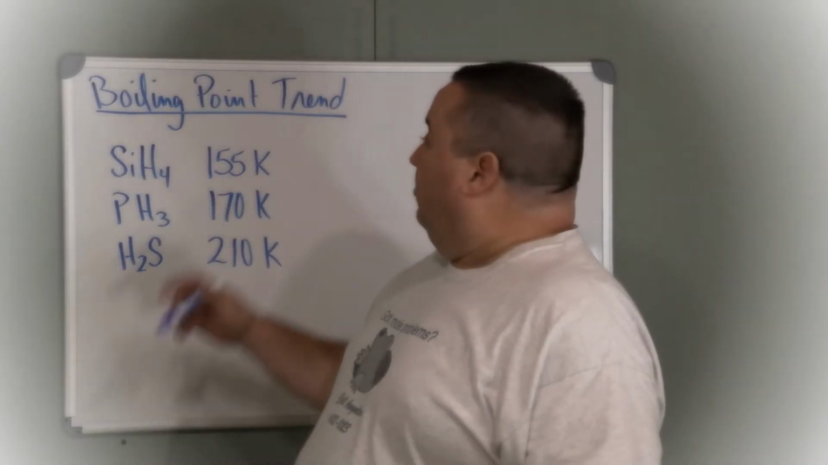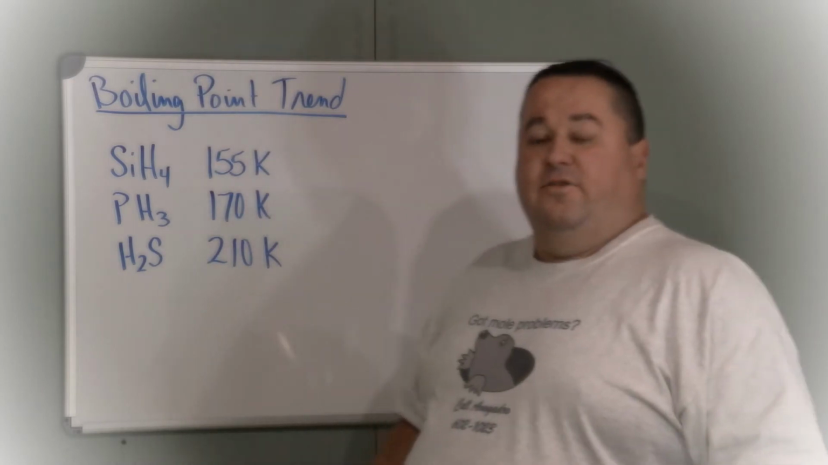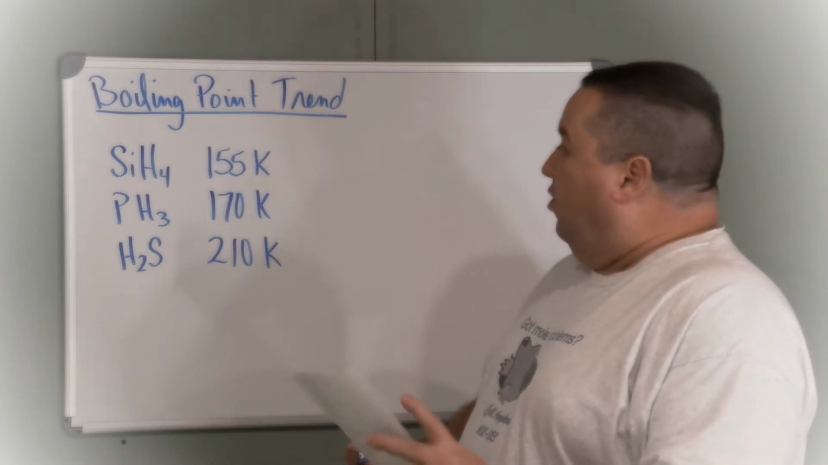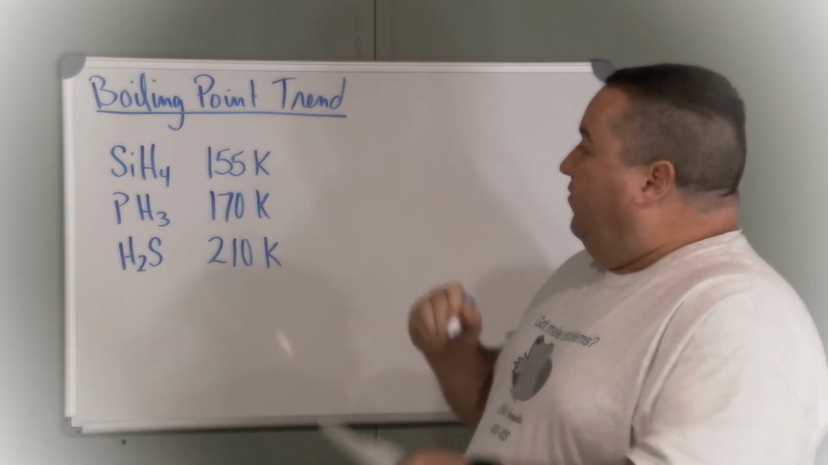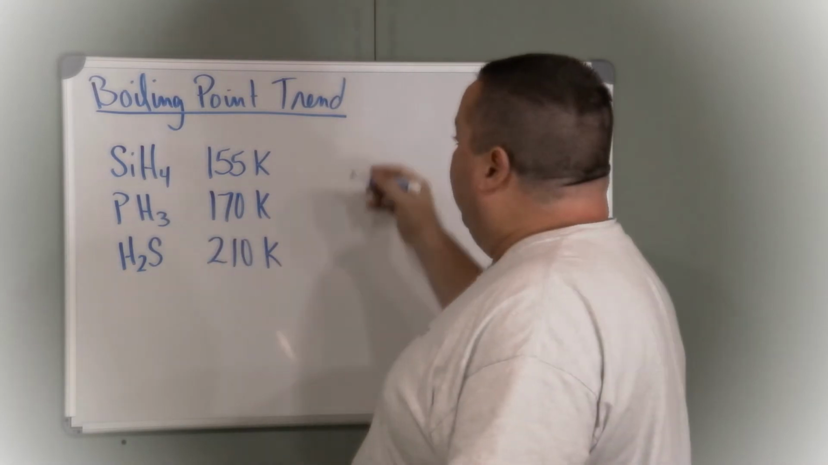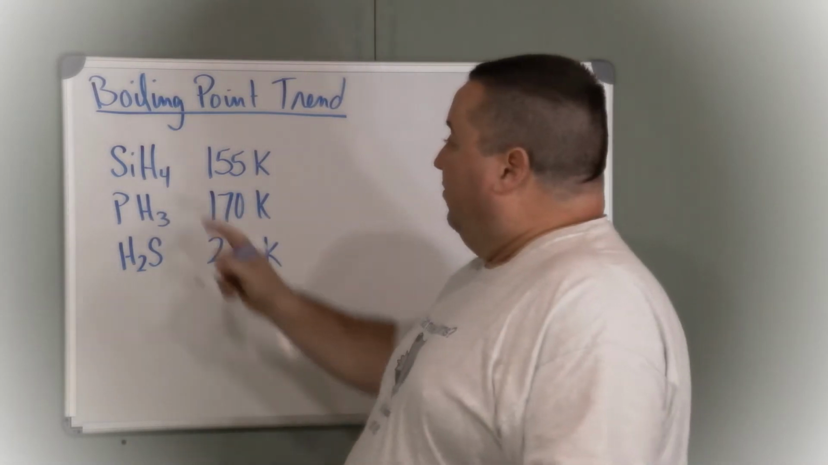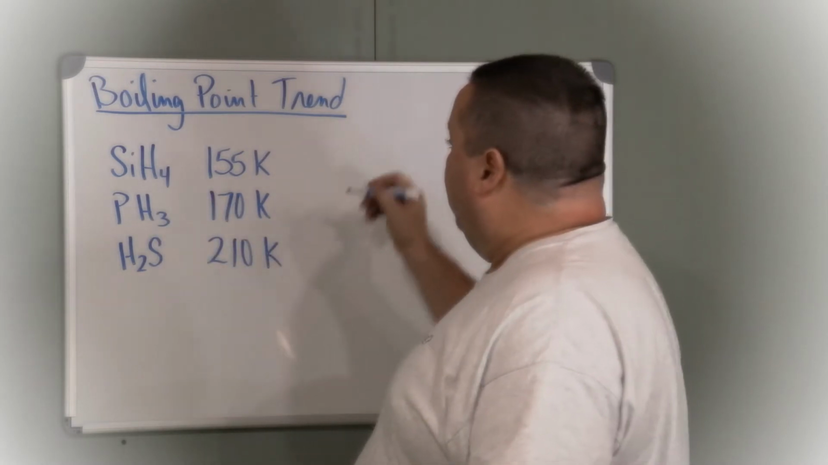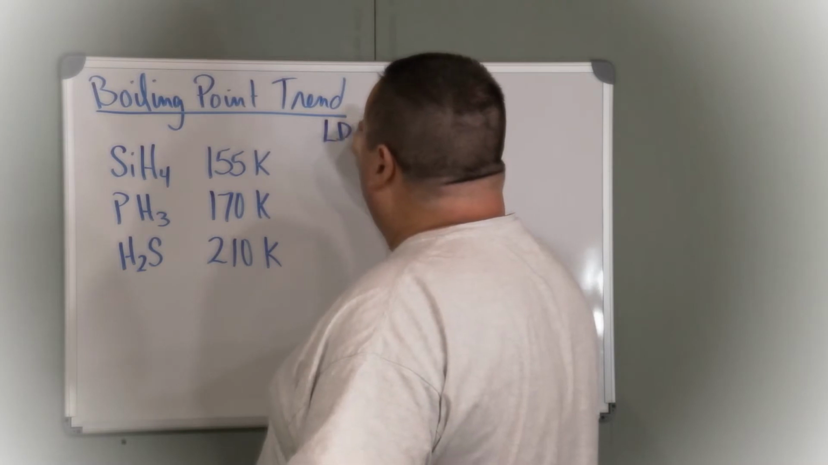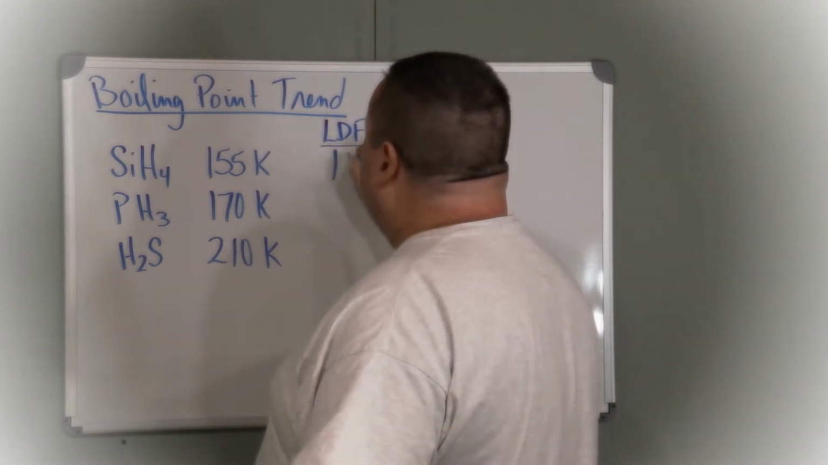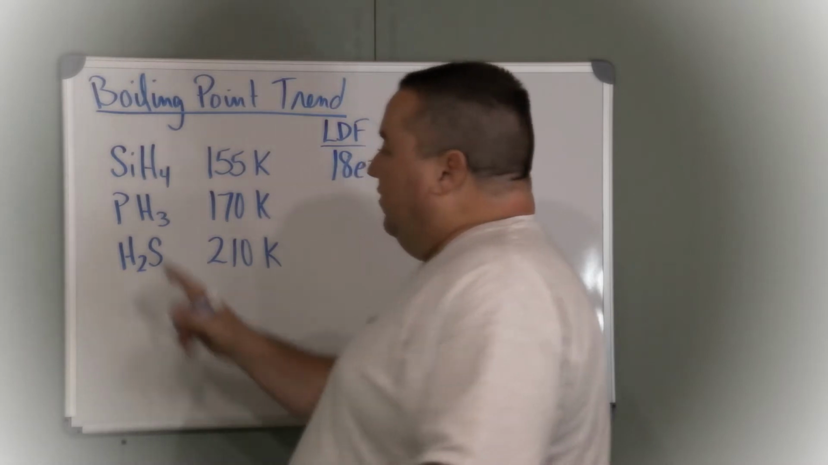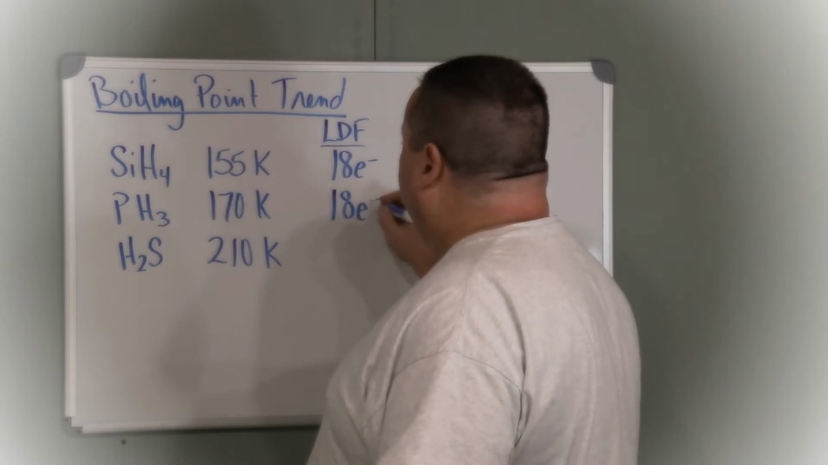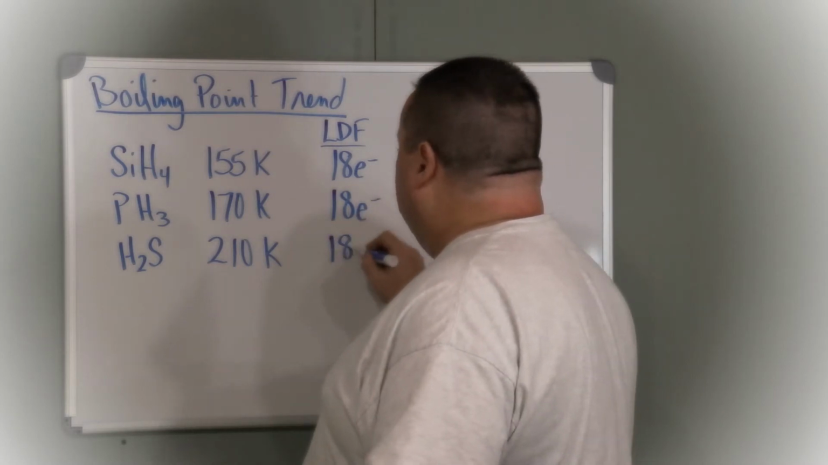In this example, we're going to again follow the strategy of thinking about London dispersion force first. So here we have silane, SiH4. If we count up the number of electrons, it's 14 for silicon and 1 each for 4 hydrogen, which gives us a total of 18 electrons. In phosphine, PH3, we also have 18 electrons, and H2S is 18 electrons.